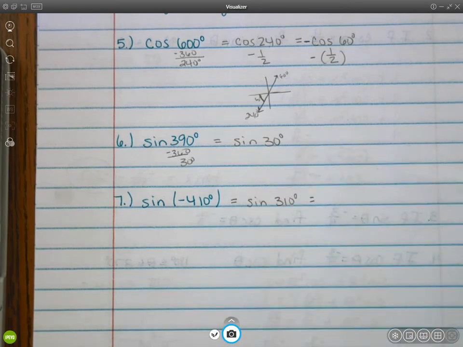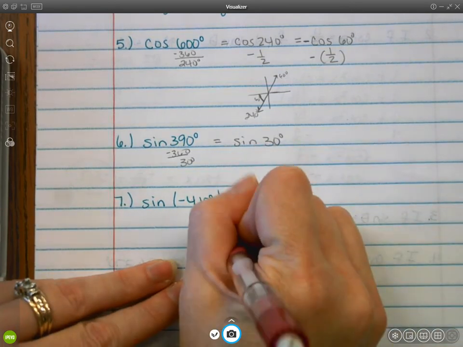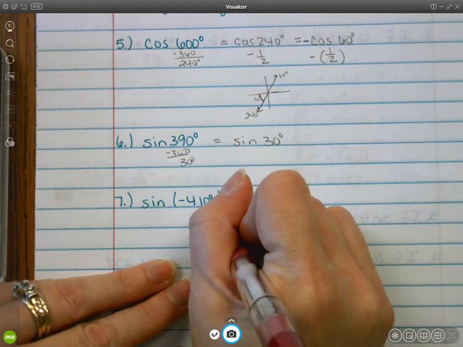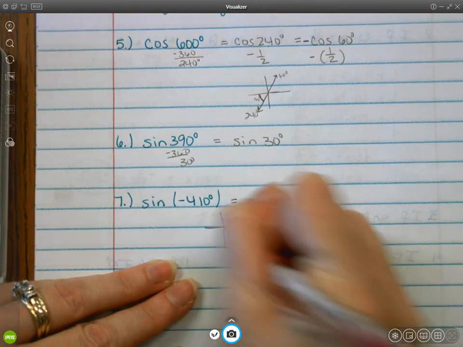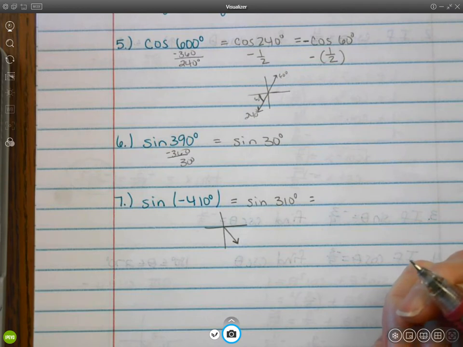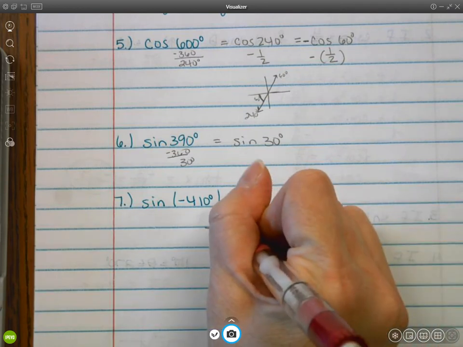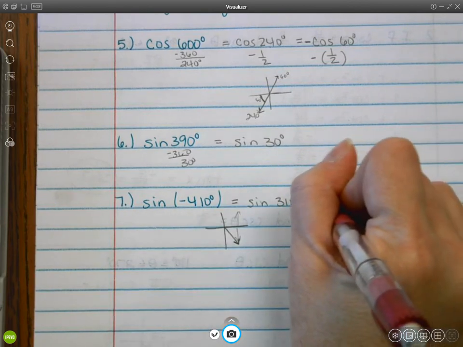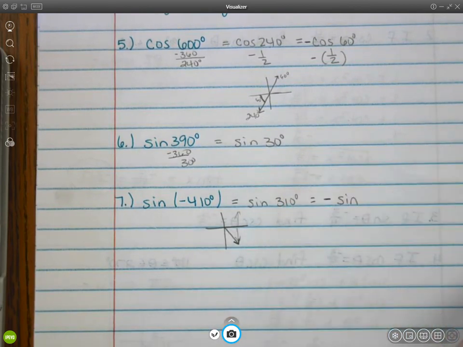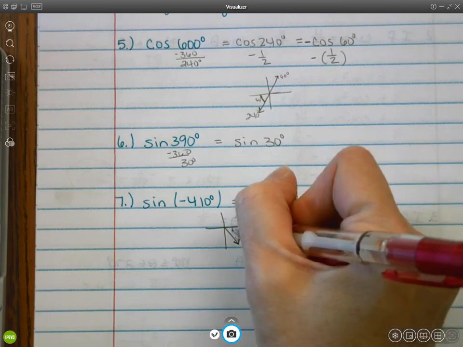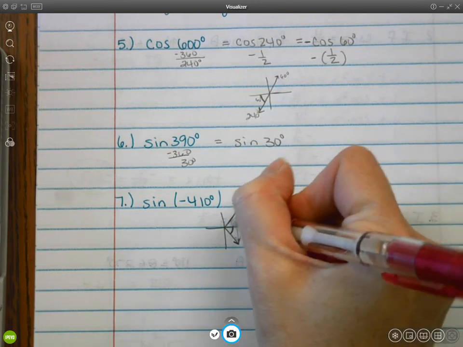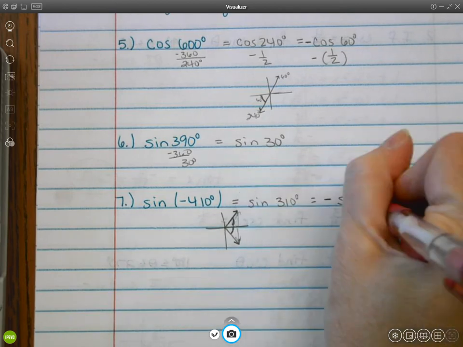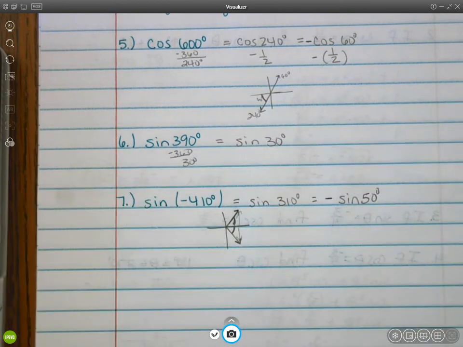Alright, 310 is obviously not in quadrant 1. 310 is somewhere in quadrant 4. Alright, sine is negative in quadrant 4, because sine is the y, and y is negative there. So we need to change the sign of the answer. So we're going to make it a negative sine of, and then this is a 50-degree angle here. So sine of 310 is the opposite of sine of 50. So we write it as negative sine 50.